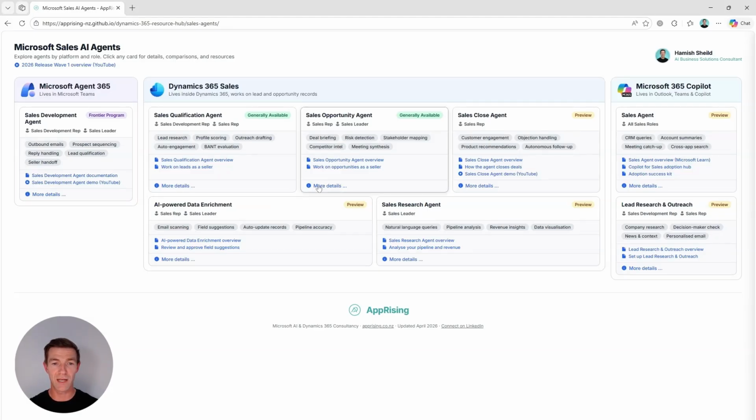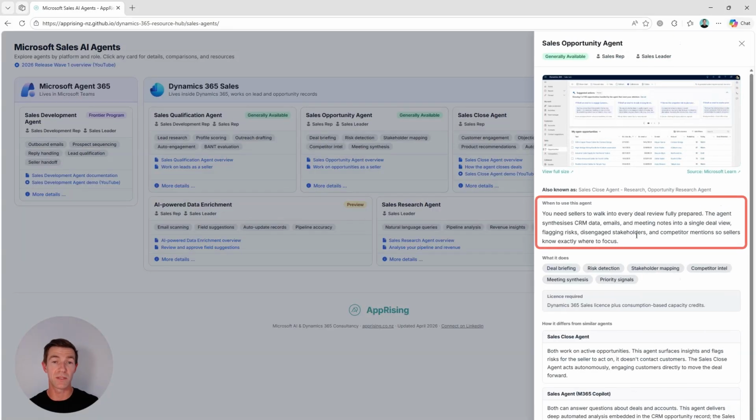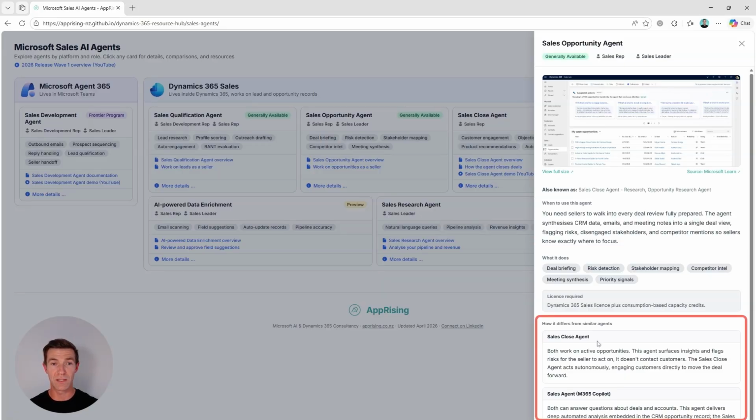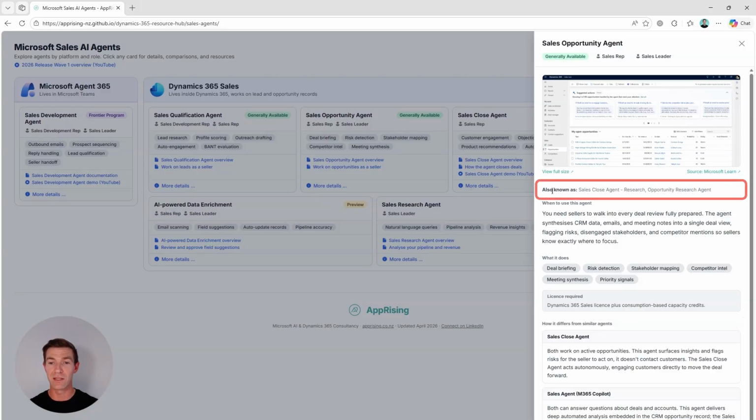If you click on more details, you'll get information about the business scenario of when to use the agent, how it differs from other agents that Microsoft offer as well, and where the similarities are. And there's also a known as section, where we all know that Microsoft renames things quite regularly, and so some of these agents have multiple names, and this can be useful in conversations that you're having with others around these agents.